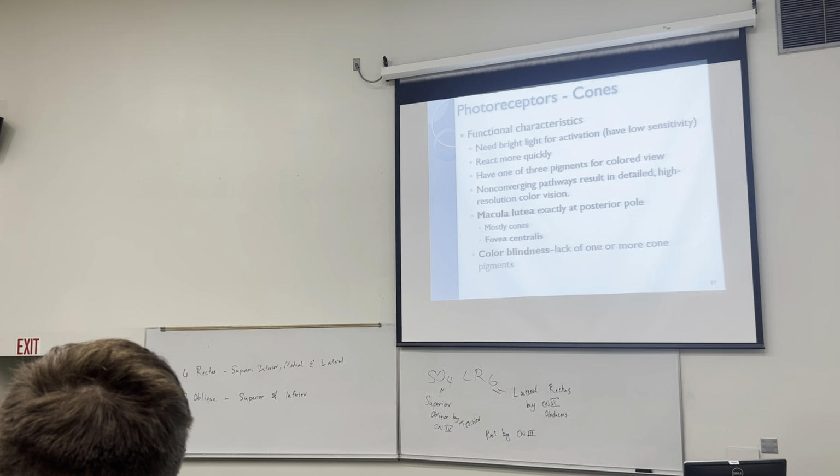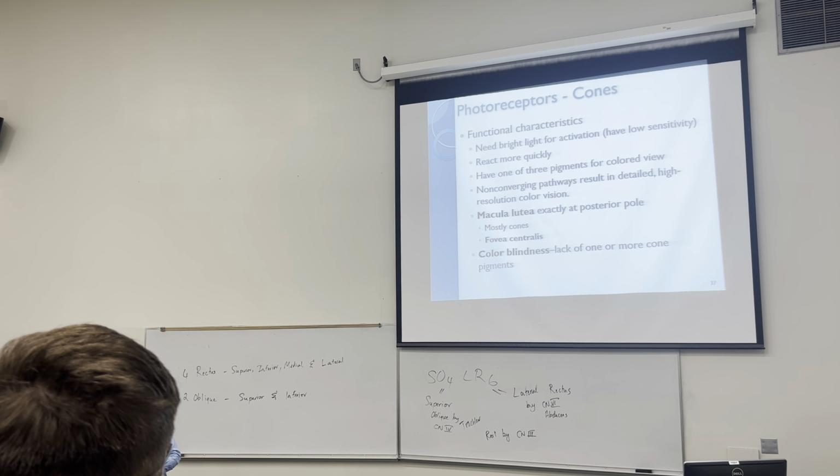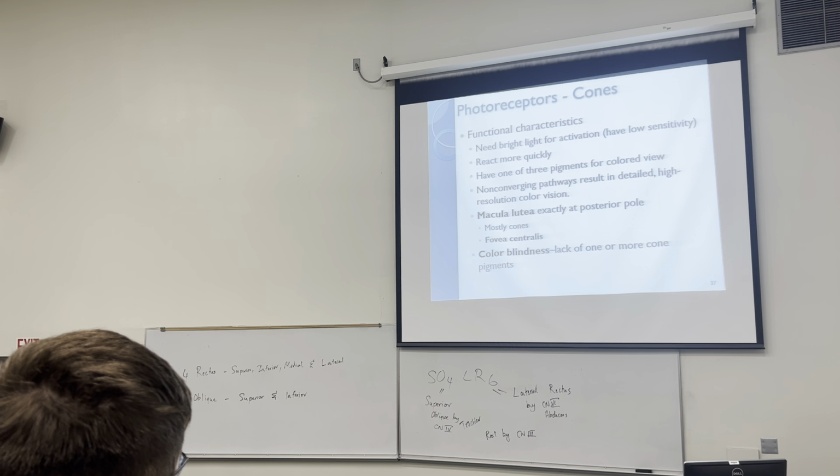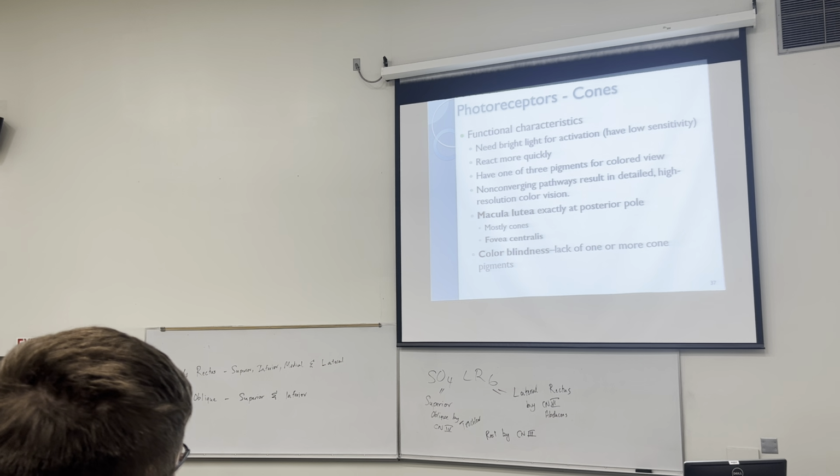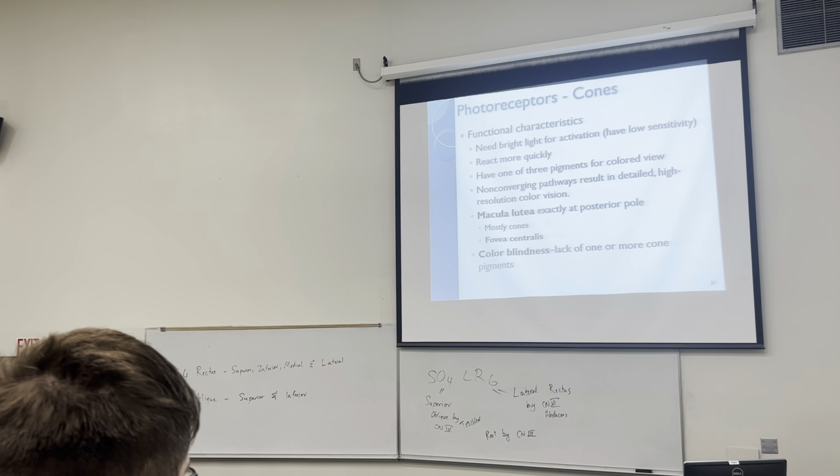And in terms of their pathway, it's non-converging. So one cone transmits the information to one ganglion cell. High detailed, high resolution image we get. Macular lutea is more in the central region. It's more like a bullseye, periphery of it, if you will. And then right in the center is fovea centralis, just cones. That's the best spot to be. If you're concentrating on something, that's what is going to form the sharpest image possible.